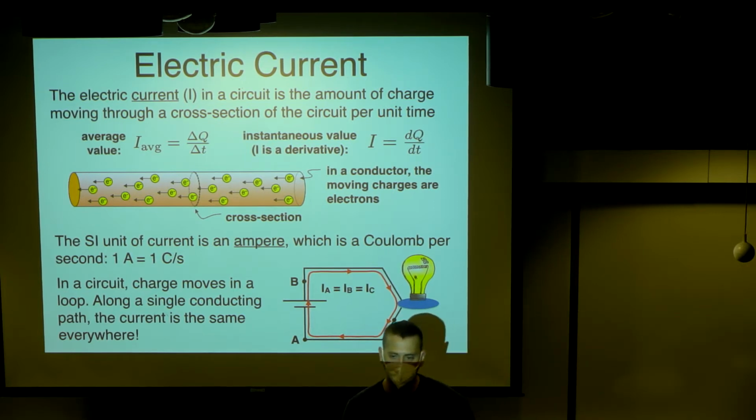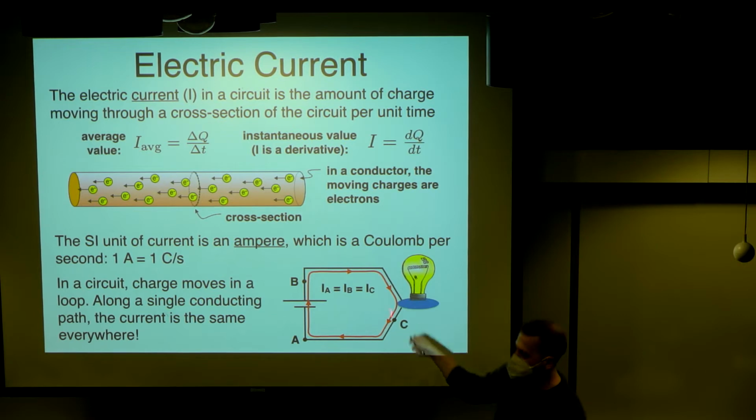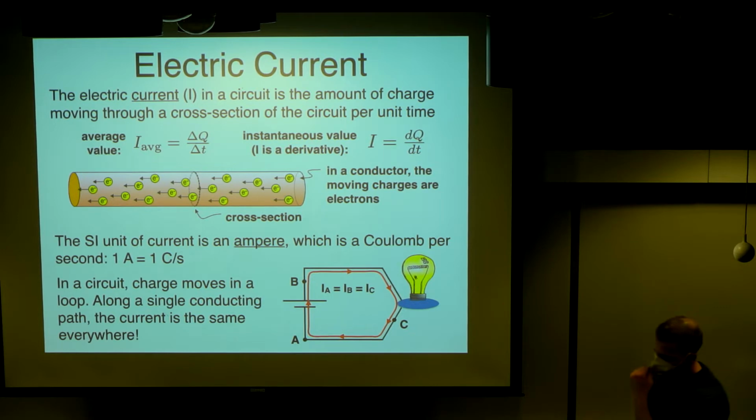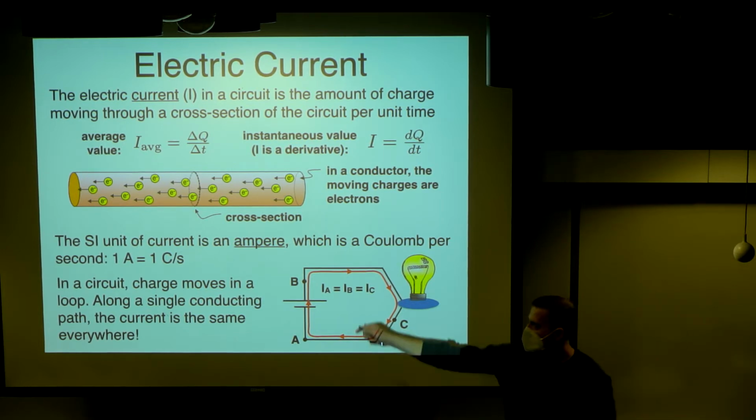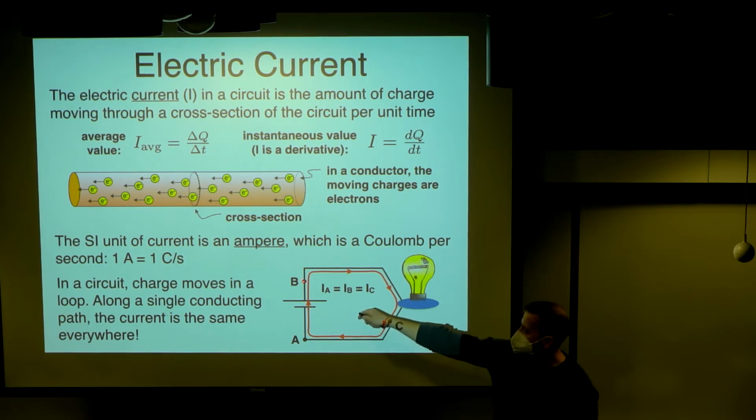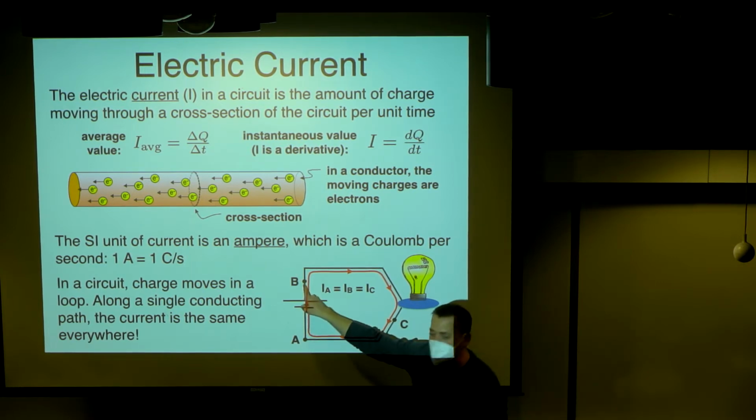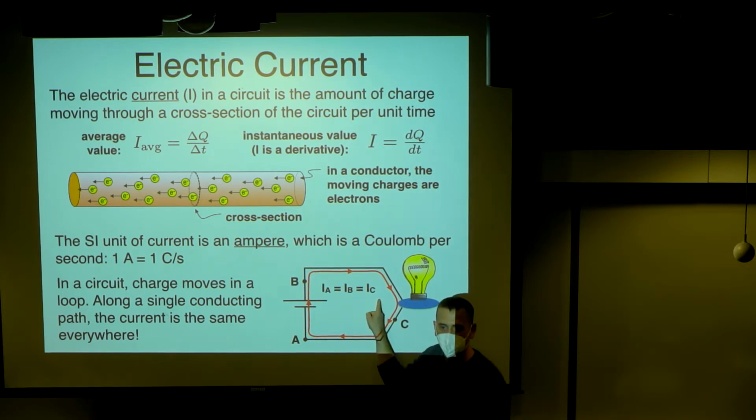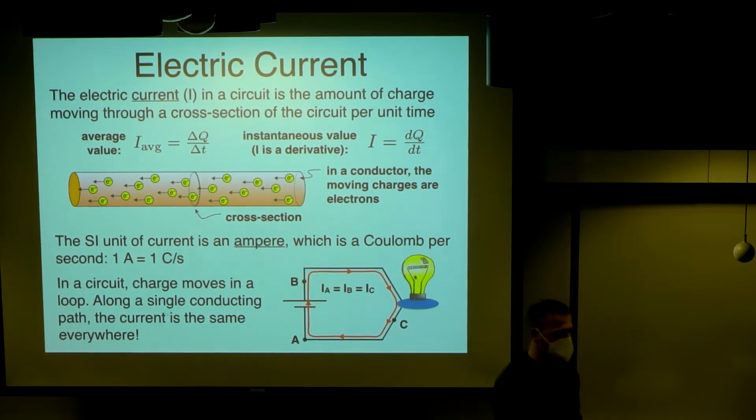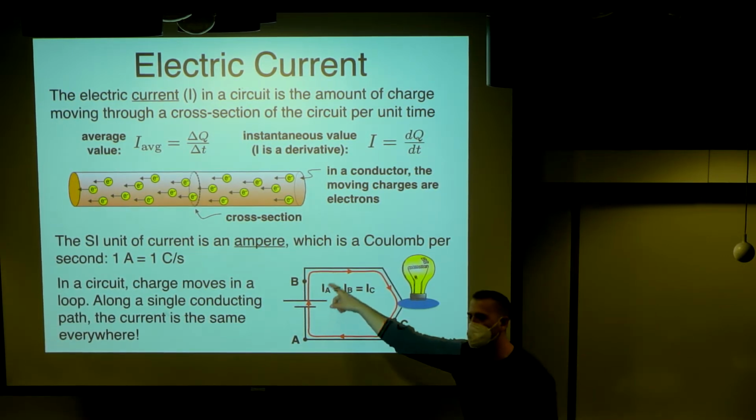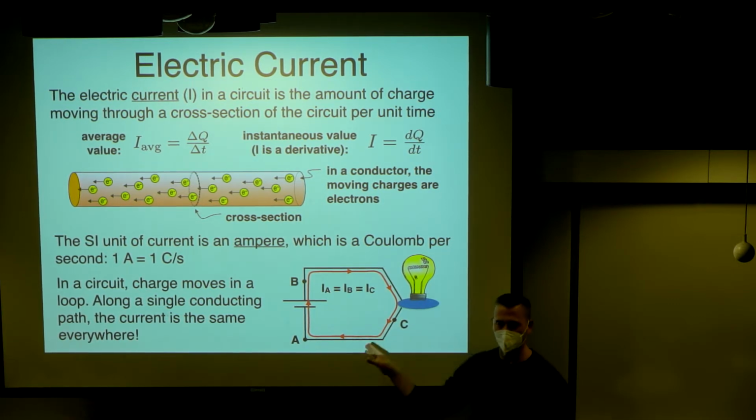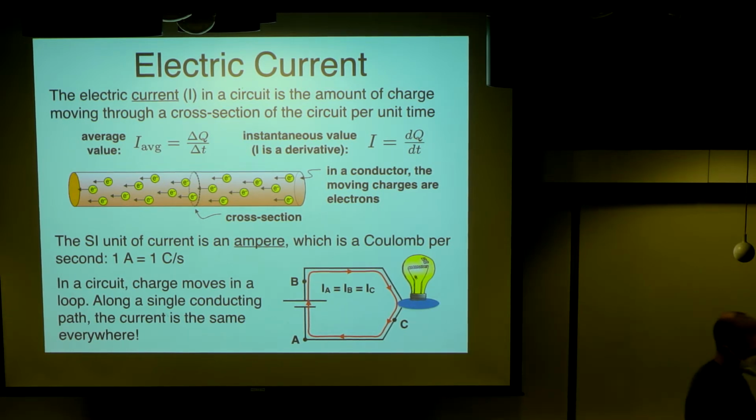There's a pretty simple reason for that. If that were not the case, that the currents were the same at all these 3 points, then what would be happening is charge would be building up at some point on this wire. Because let's say there's more current going into point B than coming out at this end. What would be happening is charge would be accumulating here at point B. That's not what's happening. Charge is merely moving around the circuit. It's not accumulating at any given point. Therefore, the current is the same at every point. Okay?